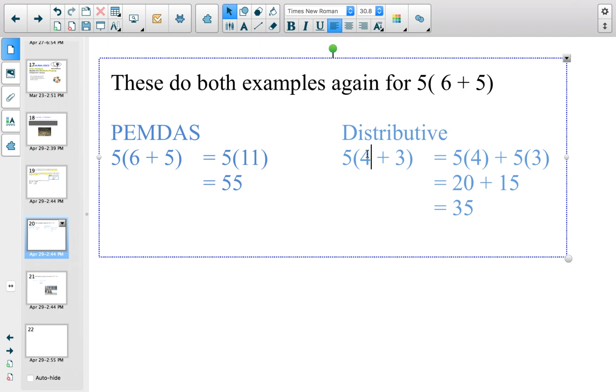Well, now if we look here, we would do 5 times 6, which is 30, and then 5 times 5 would be 25. If we add that up, 30 plus 25, we would get 55. This is showing you that if you did 5 times 6 plus 5 times 5, it will be the same as doing PEMDAS. Okay? And there will be certain instances we'll look at in the future about why this helps.